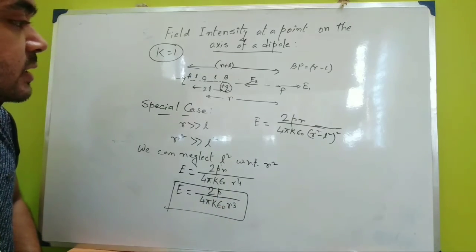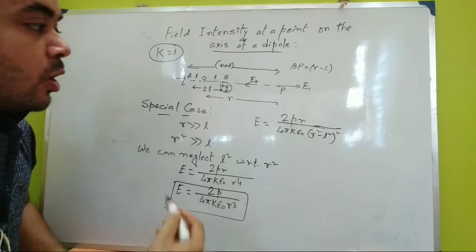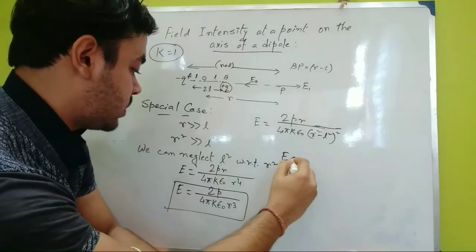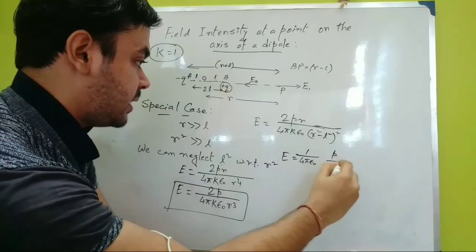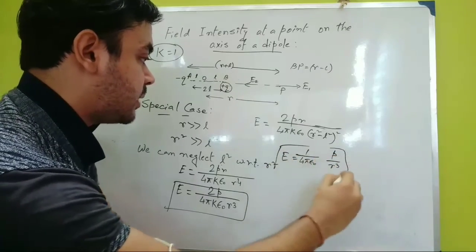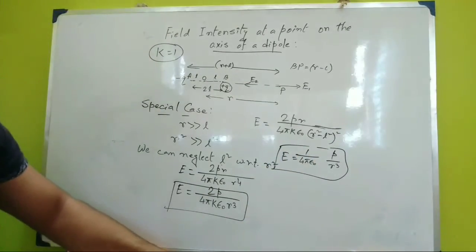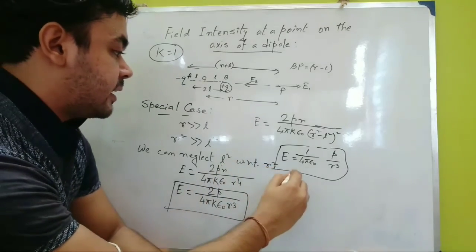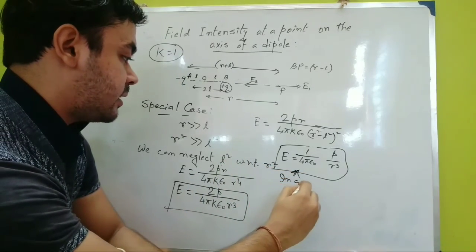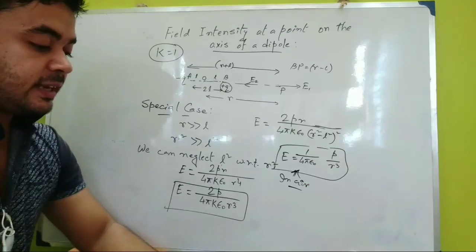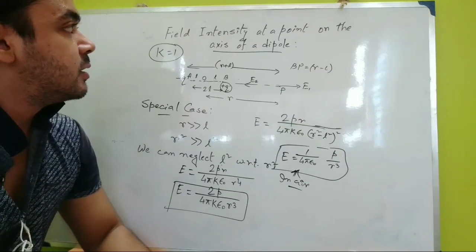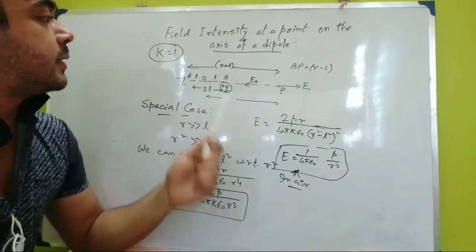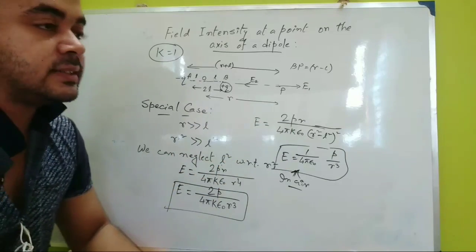If the dipole is placed in air medium or vacuum, then E will be equal to 1 by 4 pi epsilon 0 P by R cube. So this is in air. So this is the electric field intensity at a point on the axis of a dipole.